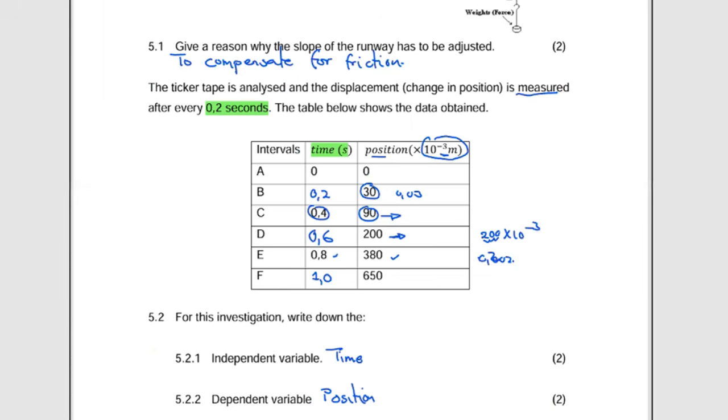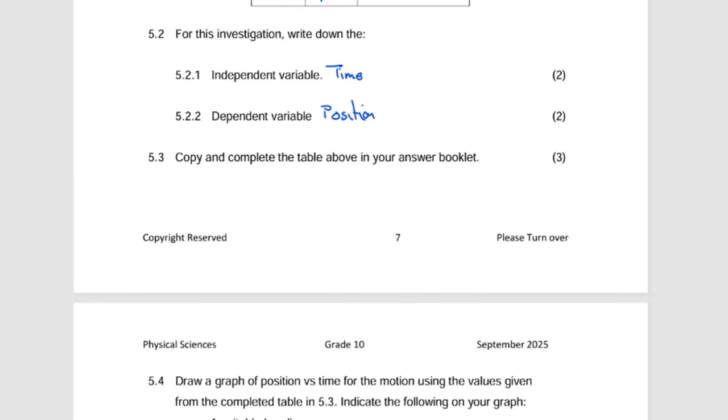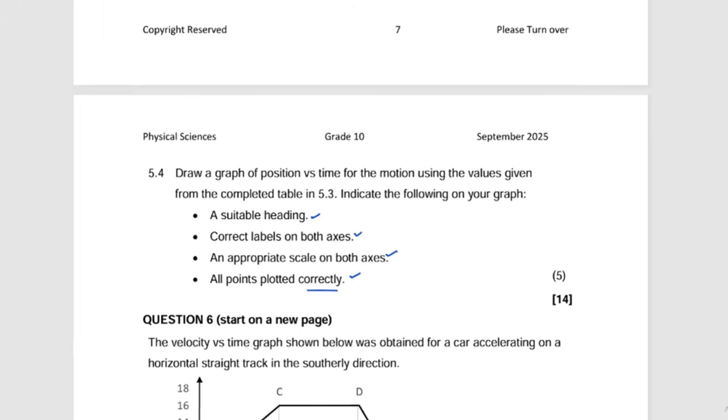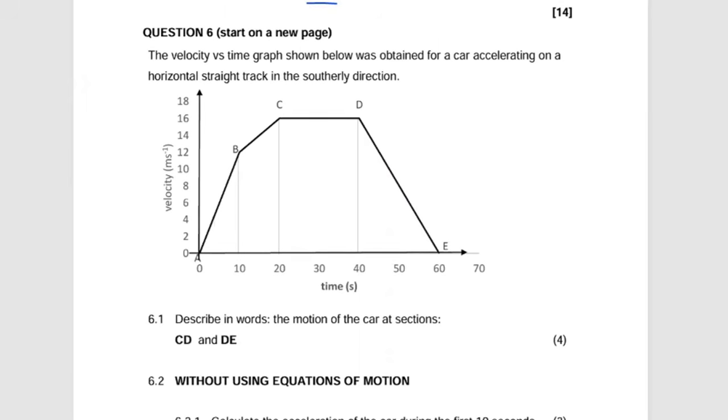So then to look at the plots that were actually being asked there, we just check there. All points are plotted, yes. Appropriate scale on both axes, yes. Then correct labels on both axes, yes. And then a suitable heading, we actually gave it a suitable heading. Then to proceed there to question number 6.